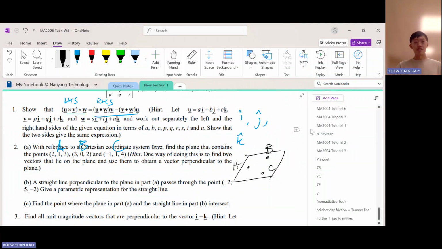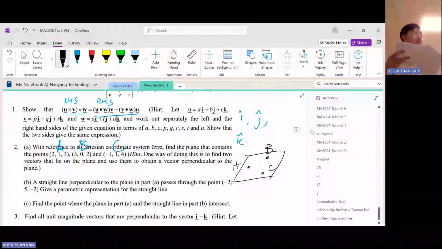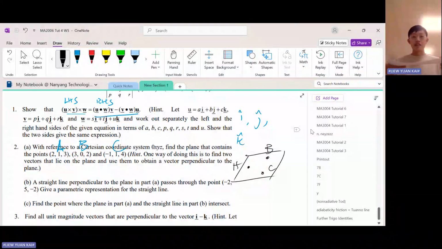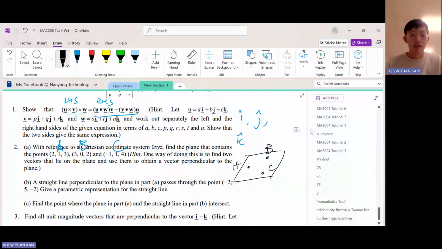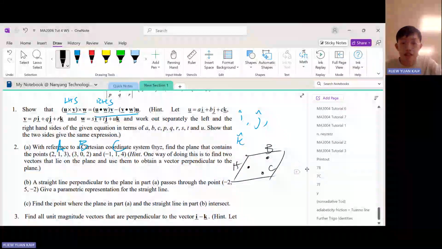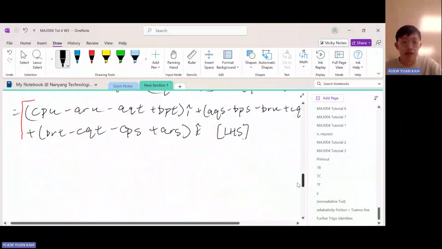Okay, a plane is, by definition, a flat surface which extends infinitely. So it's not just a little rectangle like this. It extends infinitely out. Okay, so that's the idea of what a plane is. On this plane, we need the 3 points, namely A, B, and C, which are labeled here. The hint is, one way of doing this is to find 2 vectors that lie over here. So let me just show you how to find the equation of a plane.